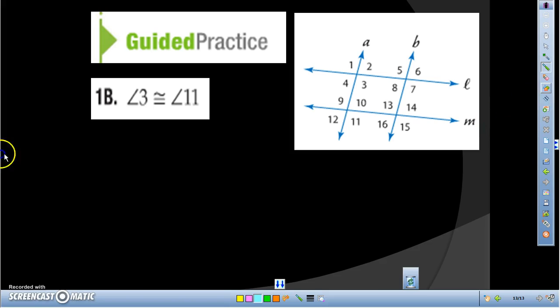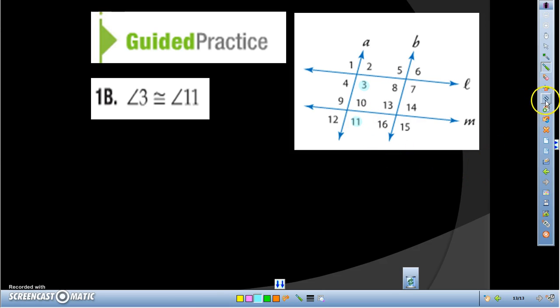It's still going to be the same thing. No matter what the figure is, we're taking the same approach. That's why I said leave 1A alone. It's all the same concept. But let's use the correct figure here, and we've got angle 3 and angle 11.